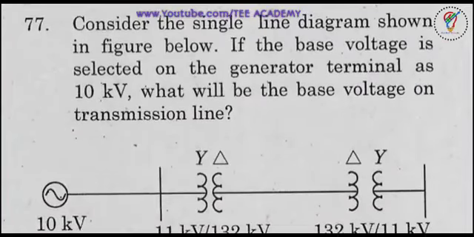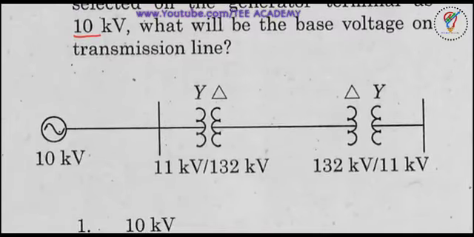Consider the single line diagram shown in the figure below. If the base voltage is selected on the generator terminal as 10 kV, so they have given the generator voltage as 10 kV, what will be the base voltage on the transmission line? Now here there is a generator which will have a voltage of 10 kV, and there is a bus bar. Let me take bus bar 1, and here is bus bar 2, and there is a transformer whose primary side is star, secondary side is delta, and here we have the transmission line.